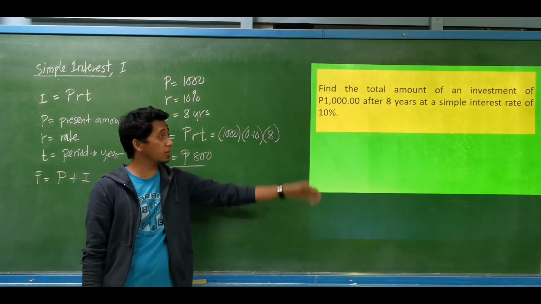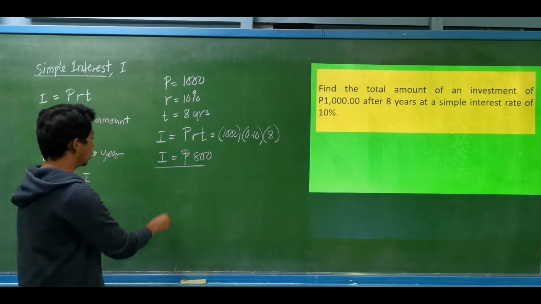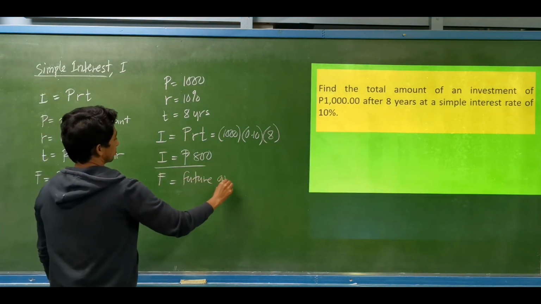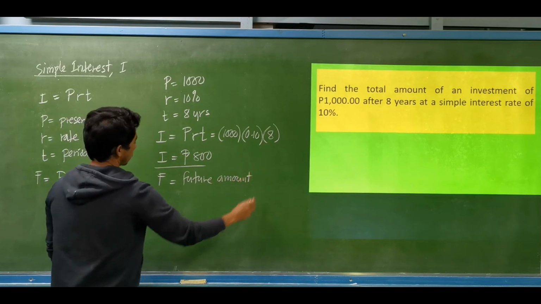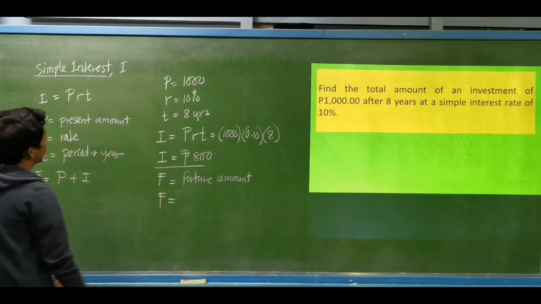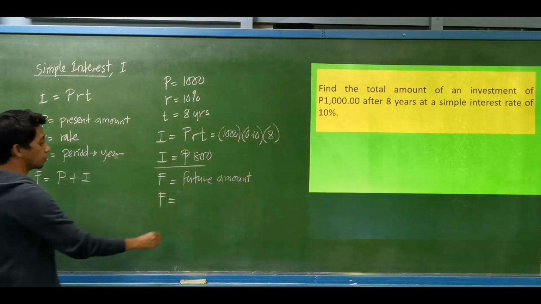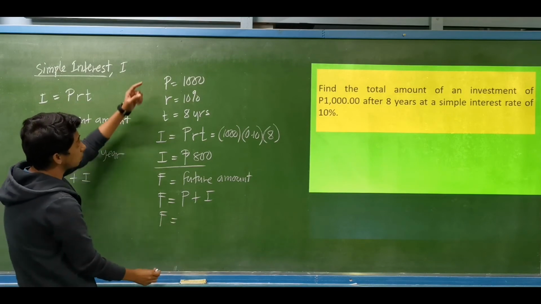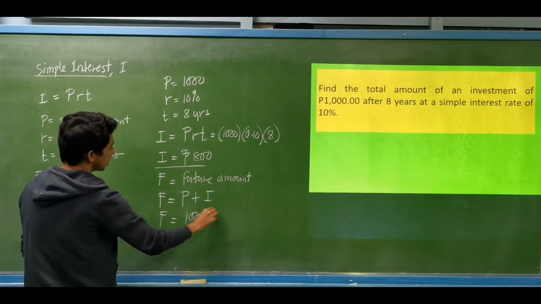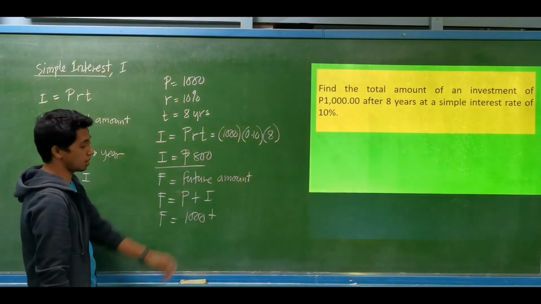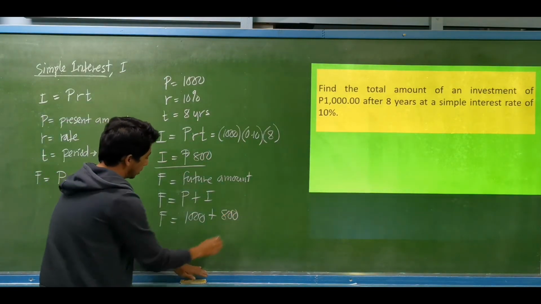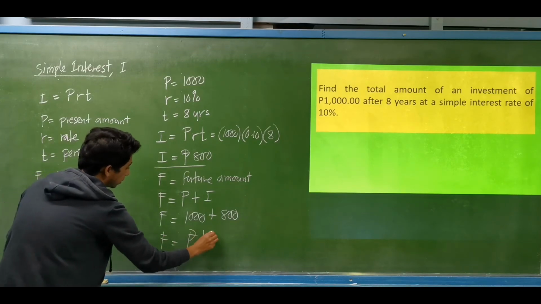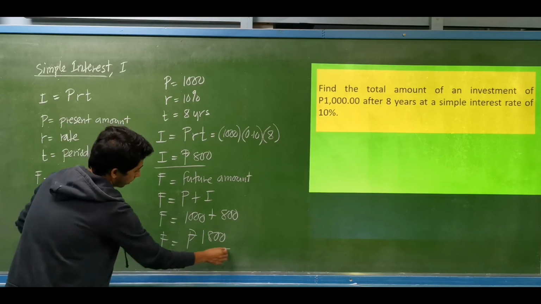But the question is, find the total amount of the investment. We are looking for the future amount, F. So the future amount is simply equal to your capital, that is your present amount P, plus the interest. What is our capital? That is 1,000, plus the interest earned after 8 years, which is 800. So the total amount of the investment after 8 years is 1,800 pesos. This will be our answer.